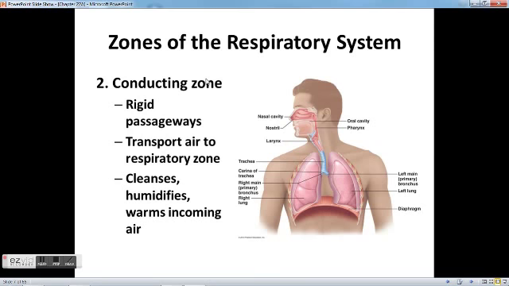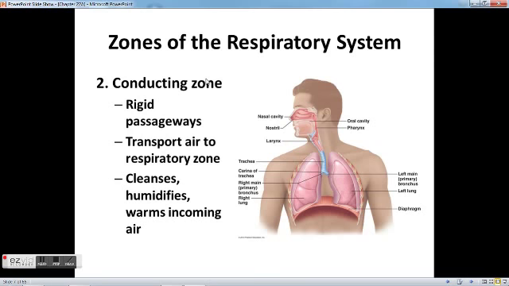The conducting zone is pretty much everything else in the respiratory system. The goal of these structures is mostly to get the air from the outside to the respiratory zone. Now notice I keep using the term air here because it is really important to remember that when we breathe in, we're not breathing in pure oxygen, right? We're breathing in air, which has a lot of oxygen in it, but it also has some other gases in there. So I'm trying to differentiate between air and oxygen here.